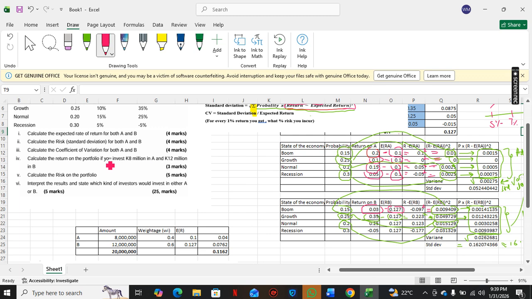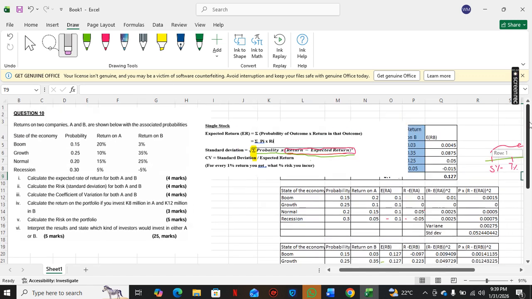So the next part, we need to calculate the coefficient of variation for A and B. For this coefficient of variation, you're just seeing the trade-off of risk and return. It just tells you for every 1% return that you get, what percentage of risk are you taking? Okay, that's what coefficient of variation is telling you. For every 1% return that you make, how much risk are you taking?